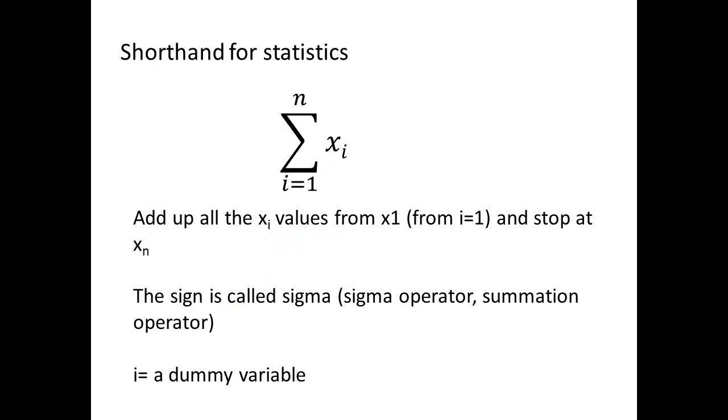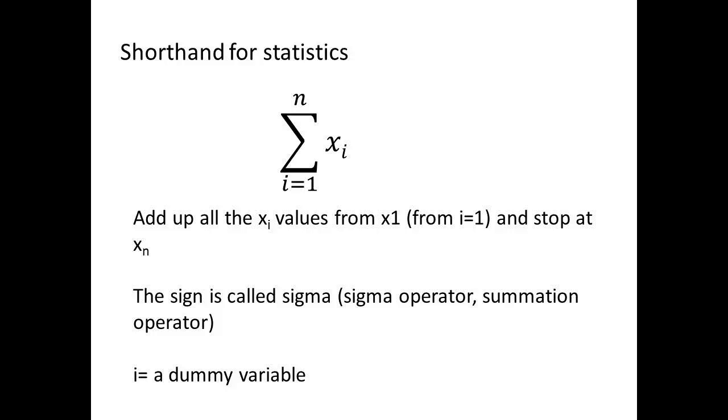The most common symbol you are going to find used in statistics is a sign that looks a little like a letter E. It is referred to as sigma, or the sigma operator, or summation operator. Most of the time, we shall simply refer to the sign as sigma. Typically, it is written with three other numbers or letters. Sigma just means add up.